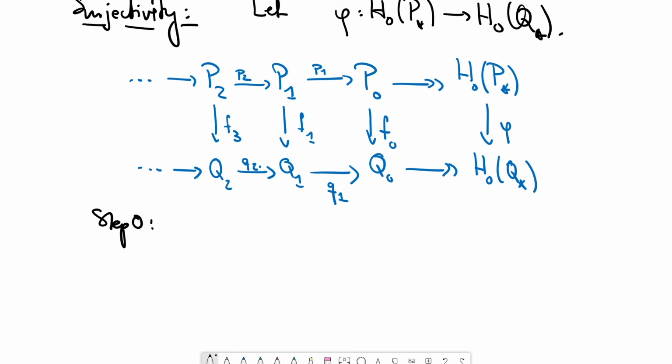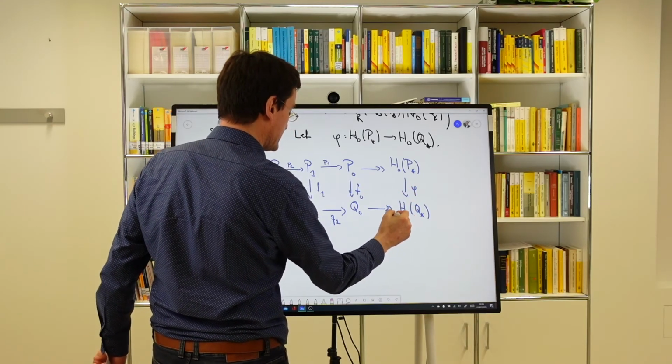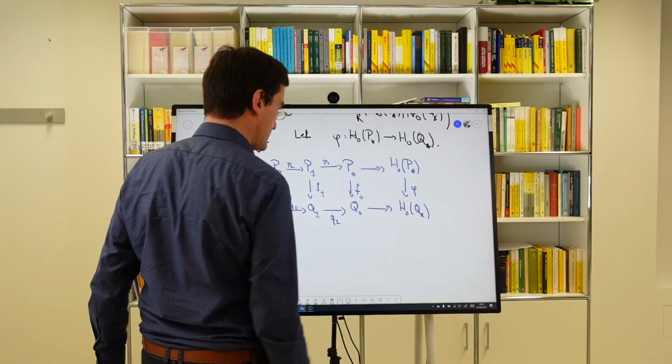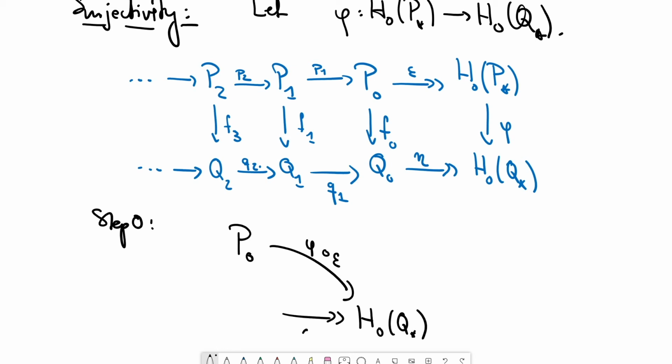Well, look at this square. We compose these two maps, and then we get a map from P0 to H0 Q star. So let me write it down. Compose it. Let's call this epsilon, maybe blue. Let's call this epsilon and let's call this eta. And I compose epsilon with phi to H0 Q star. And remember, I still have this epimorphism here given by eta.